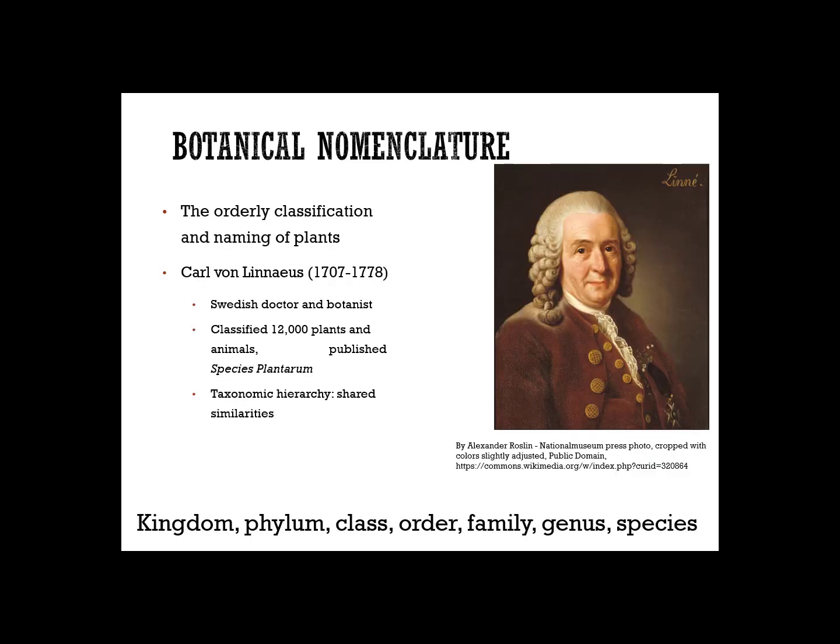But the real father of botanical nomenclature is Carl Linnaeus, and he was a Swedish doctor and botanist. He classified 12,000 plants and animals and published a book called Species Plantarum, and developed a taxonomic hierarchy, and that includes kingdom, phylum, class, order, family, genus, and species.